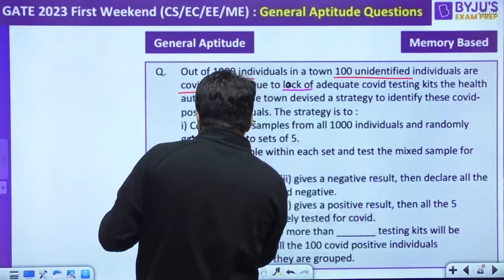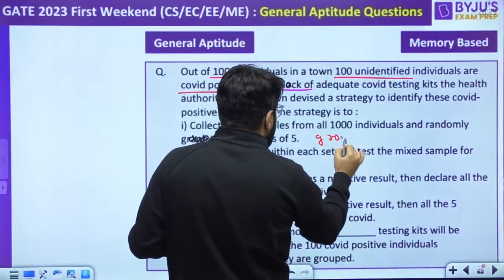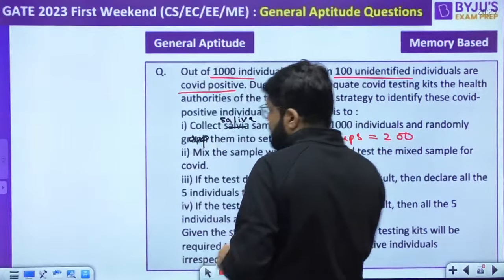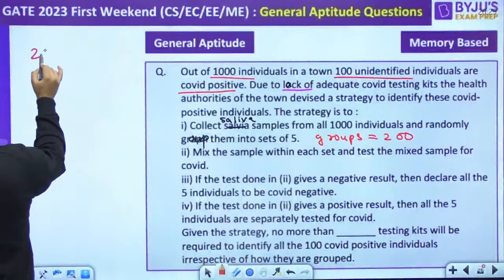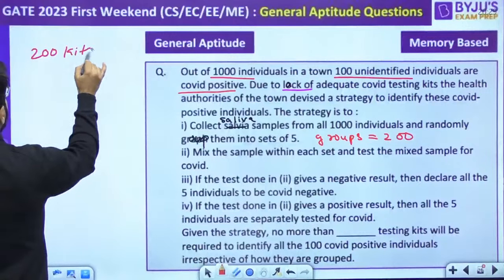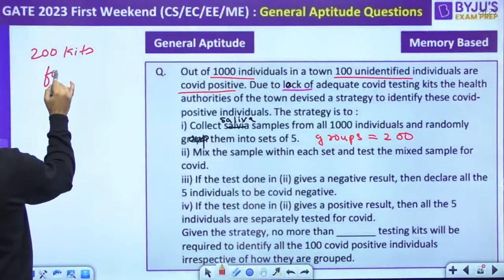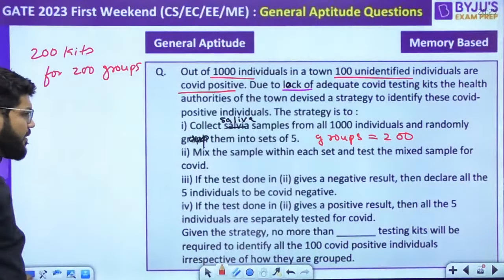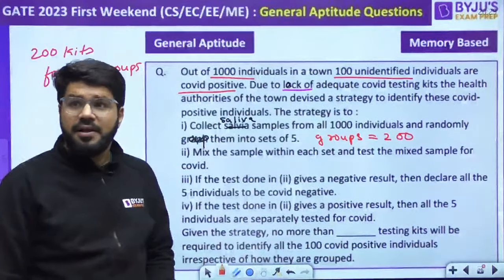So number one, when you mix the samples, how many groups are there? Sets of 5, so there are 200 groups. Number one thing, there are 200 kits required for the 200 groups. That is the minimum.